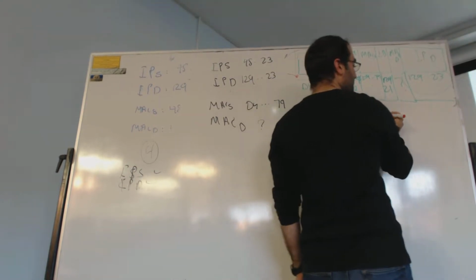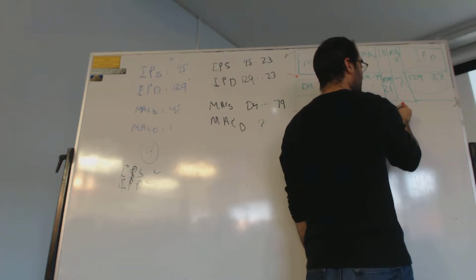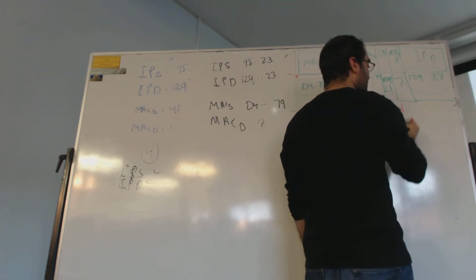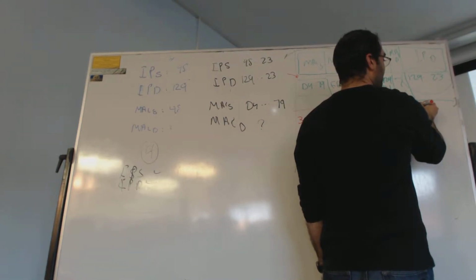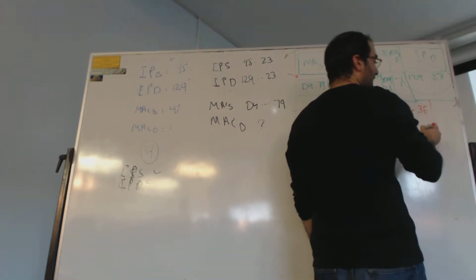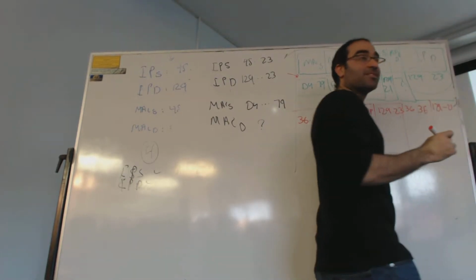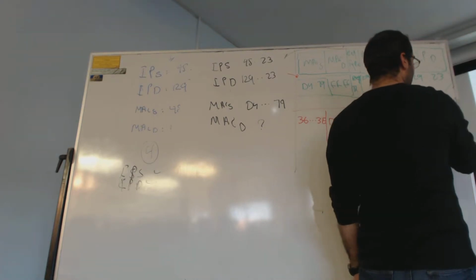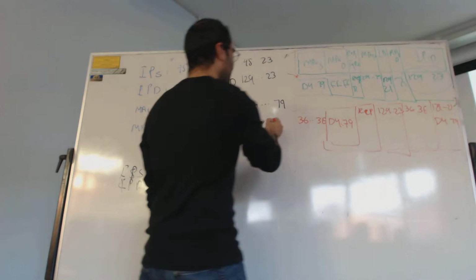What's the IP source now? 129.23. MAC source, again, 36, 3E. IP destination, 129.21. MAC destination will be D479. At that stage, you fill out the details in here.